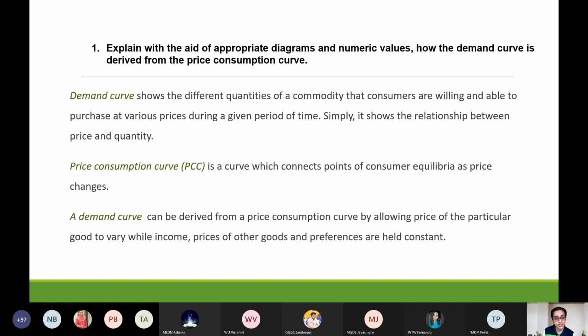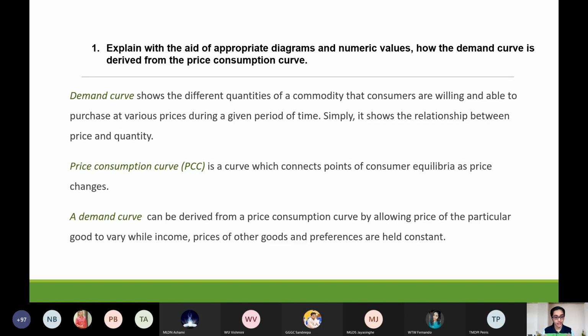So the price consumption curve is what we are newly learning. The price consumption curve is a curve which connects points of consumer equilibria as price changes. In general terms, the price consumption curve is a graph that shows how a consumer's consumption choice changes when the price of one good changes.